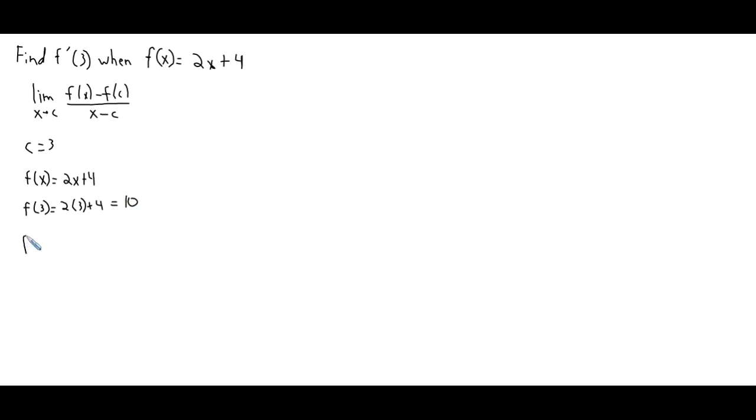And now we just plug everything in. F prime of 3 equals the limit as x approaches 3 of f of x, 2x plus 4, minus f of c, 10, all divided by x minus c, or x minus 3. All right, so we simplify that, and we get the limit as x approaches 3 of 2x minus 6 divided by x minus 3.